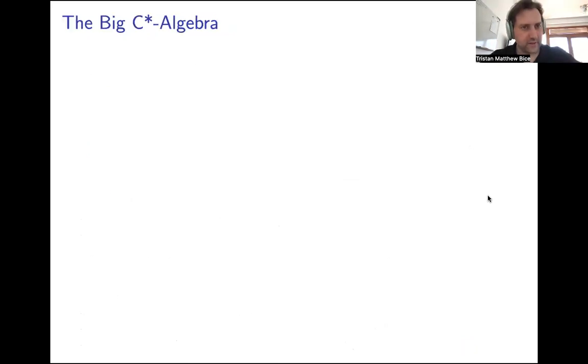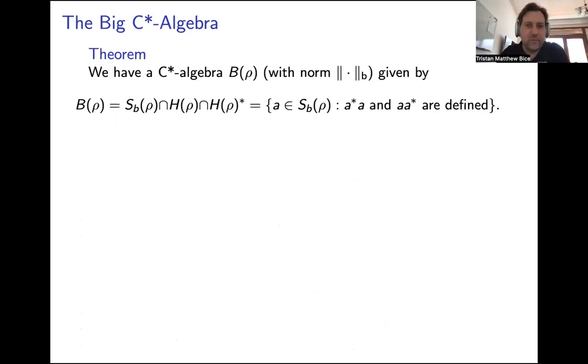Finally, we're going to get to a C star algebra. I'll call this the big C star algebra for want of a better term. So let's call it B of rho, with the norm being, of course, the B norm, which consists of all those elements with finite B norm, such that both A star A and AA star are defined. Or if you like, it's the intersection of the Banach space SB of rho, together with these Hilbert modules H of rho and H of rho star.